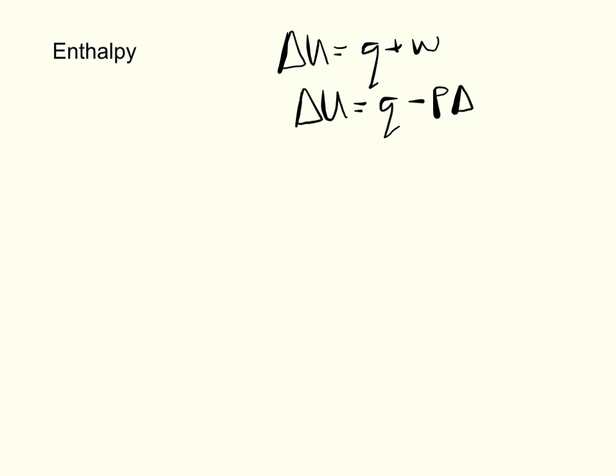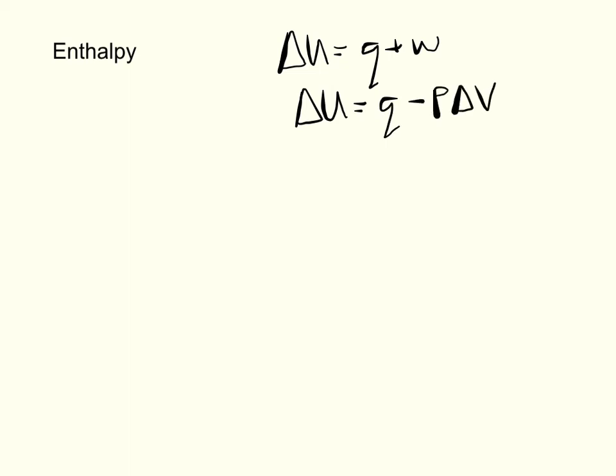So we've learned how to calculate the change in internal energy of a substance, of a system, because it's equal to the amount of heat transferred plus the amount of work done on or by the system. We also know, based on our expression of work equal to negative P delta V, that change in internal energy equals heat minus P delta V.